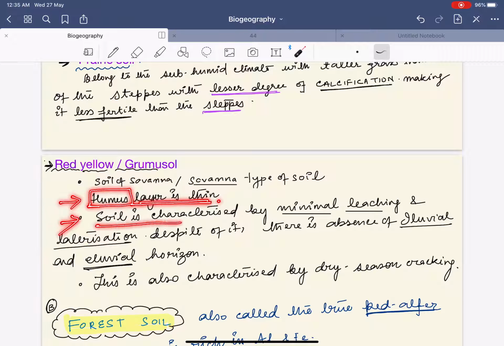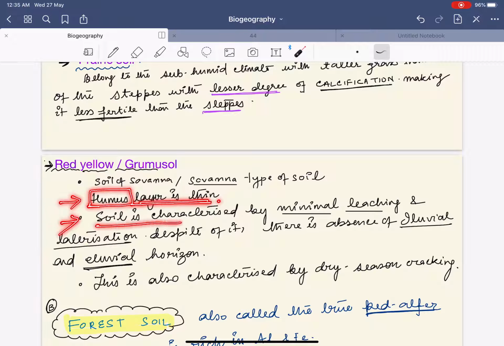Next, we have the forest soil. The forest soil, also called the true pedalfer soil, is rich in aluminium and iron. You will know why they are rich in aluminium and iron as we study more. First of all is your laterite soil. We already have some idea of the laterite soil in the NCERT itself. In the laterite soil, there is an abundance of sesquioxides. The sesquioxides are nothing but your iron and your aluminium, which account for the red-brown and yellow color due to leaching and laterization.